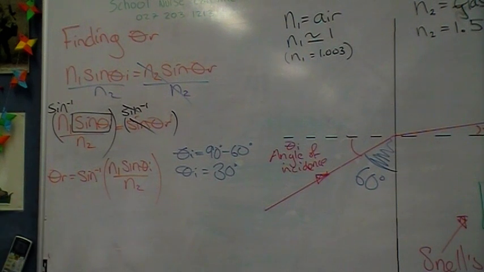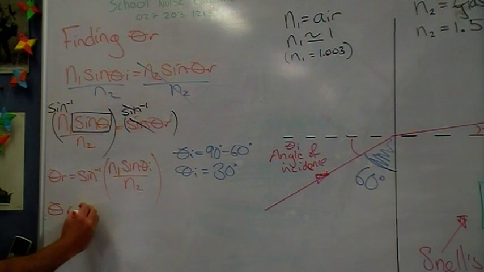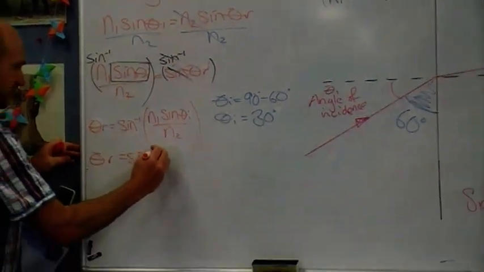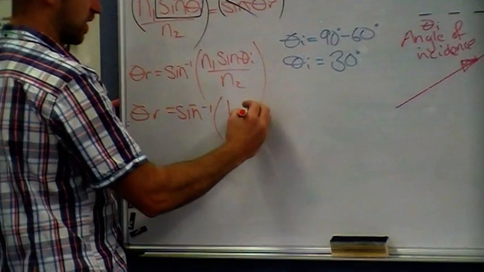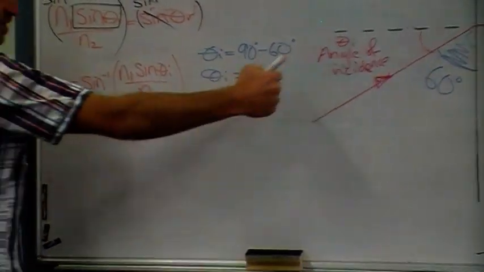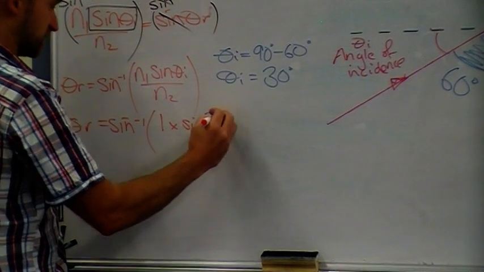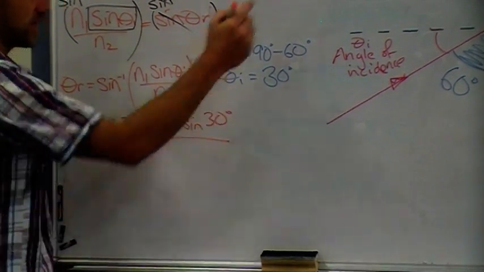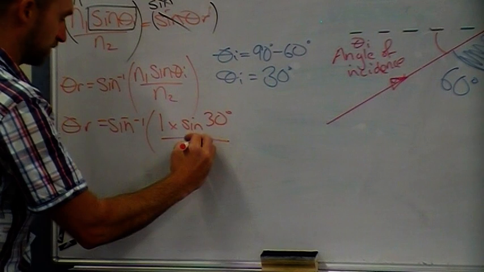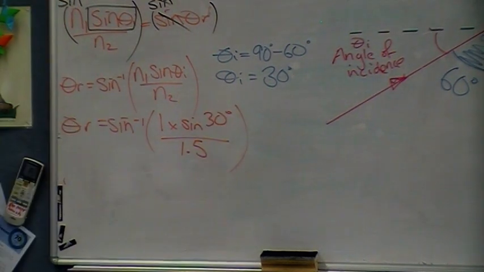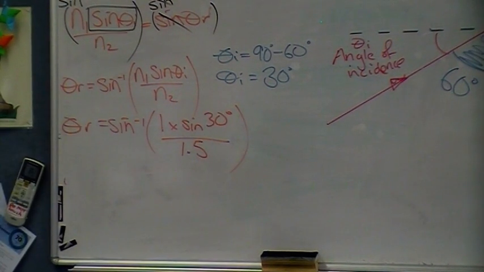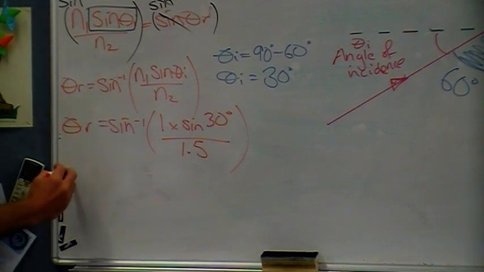We're at theta r equals anti-sine of... Let's not make it too complicated, because life is meant to be easy, right? Theta r is anti-sine of n1, 1, times sine of the angle of incidence, 30 degrees, divided by n2, 1.5. Plug that into your calculator, see what you get. It should be less than 30.